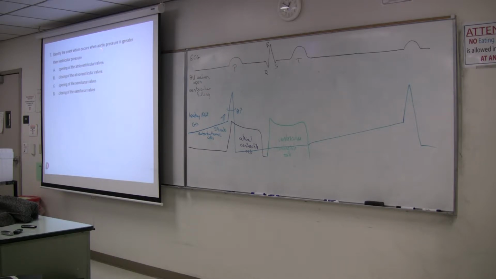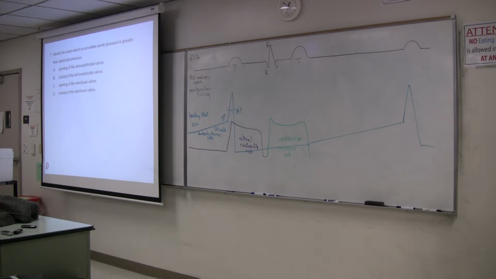So which of these events will occur when aortic pressure is greater than ventricular pressure? At the single time that aortic pressure becomes greater than ventricular pressure, what will happen? Do we have an action potential? No? What are these events? So, aortic pressure is greater than ventricular pressure. What will happen?